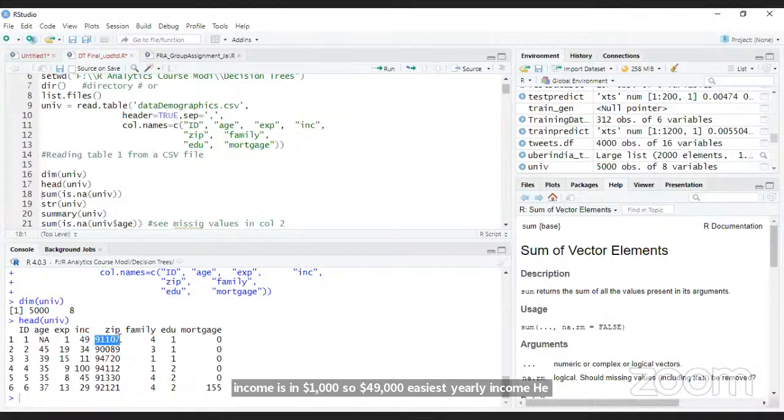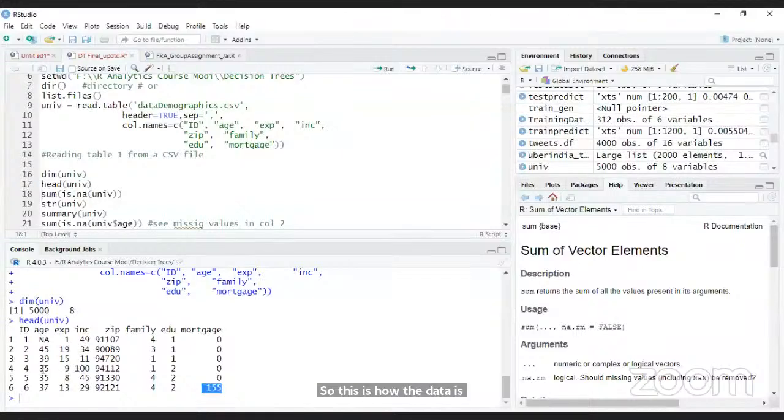He lives in a place where the zip code or pin code is this. The family size of the loan applicant is 4. He is educated, one means a degree holder, and mortgage is 0, which means he has no other loans. Say 155 says $1,55,000. So this is how the data is spread. The data is neatly arranged.